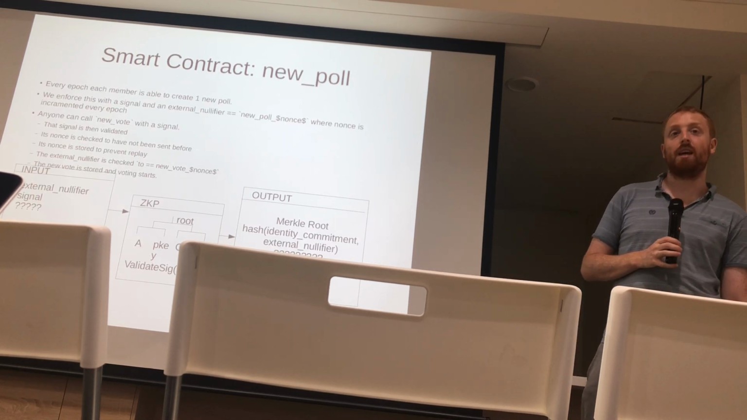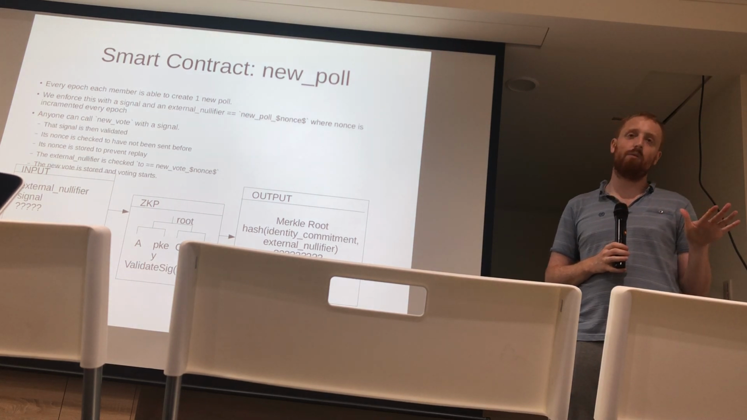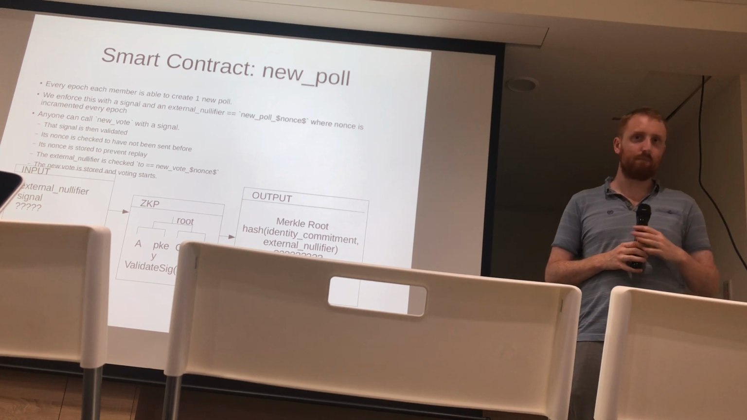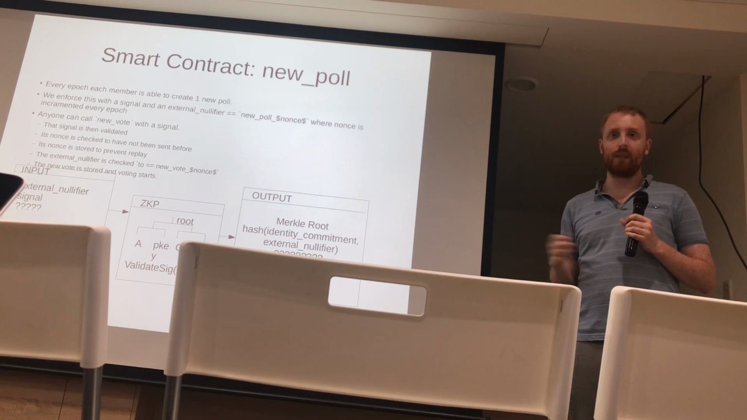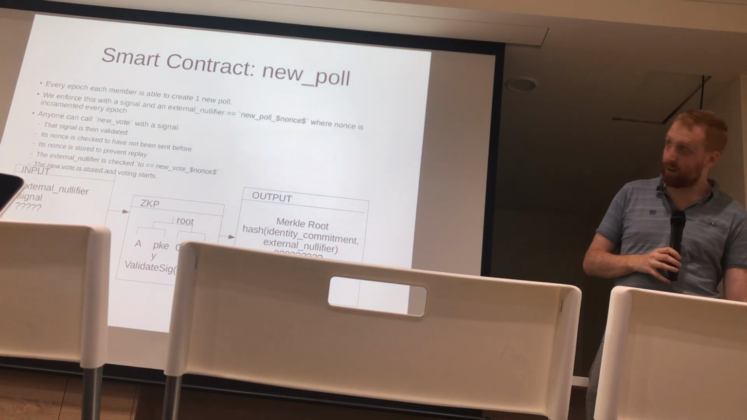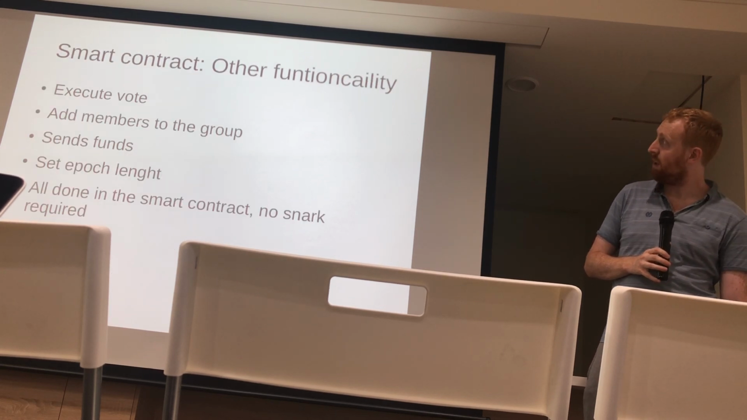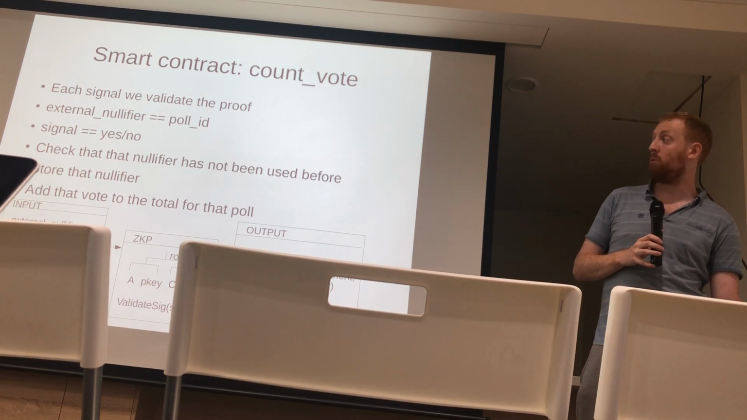So there's two things that we use a snark for, and then everything else we just do in the EVM. Number one we use a snark for is to create a new poll. That's just to say, oh, I think we should spend the money here, or spend some of the money here. And the other thing they need to do is to be able to vote.